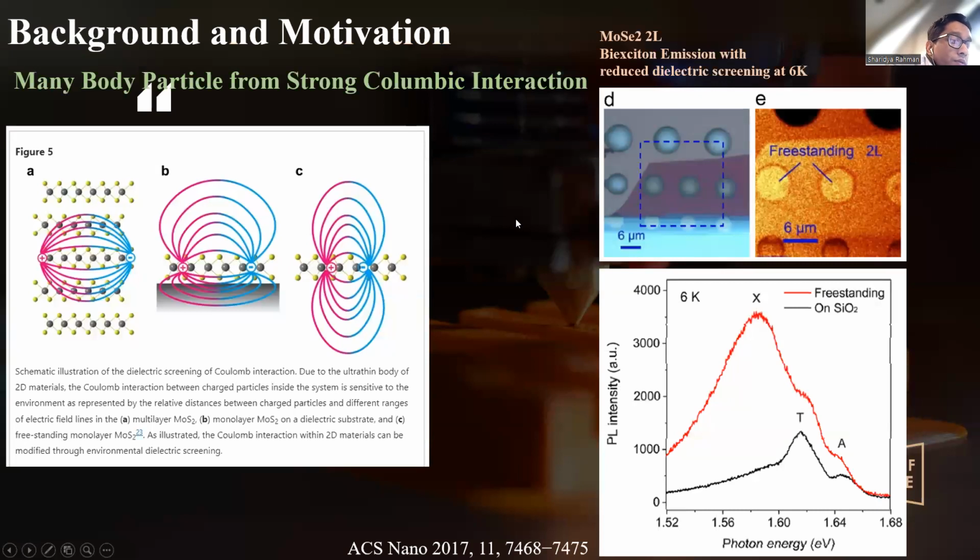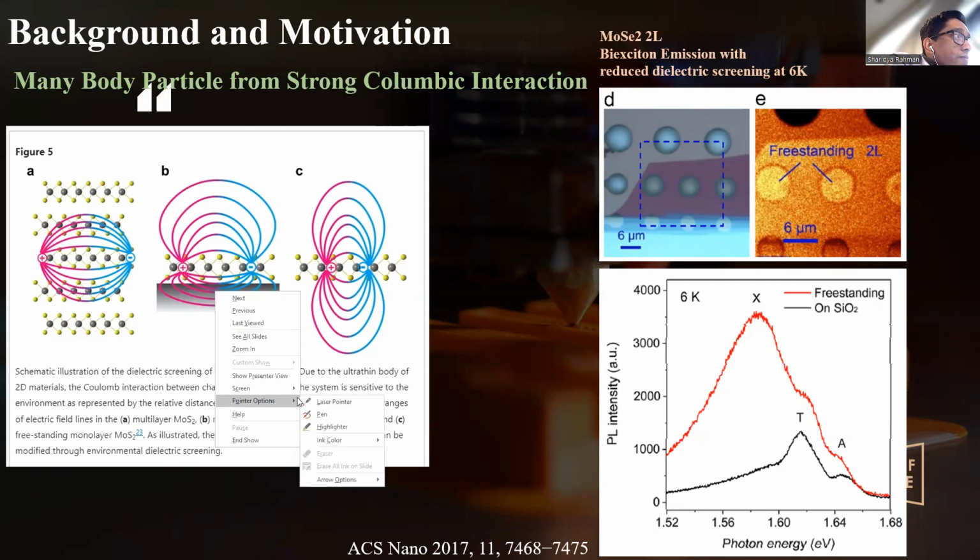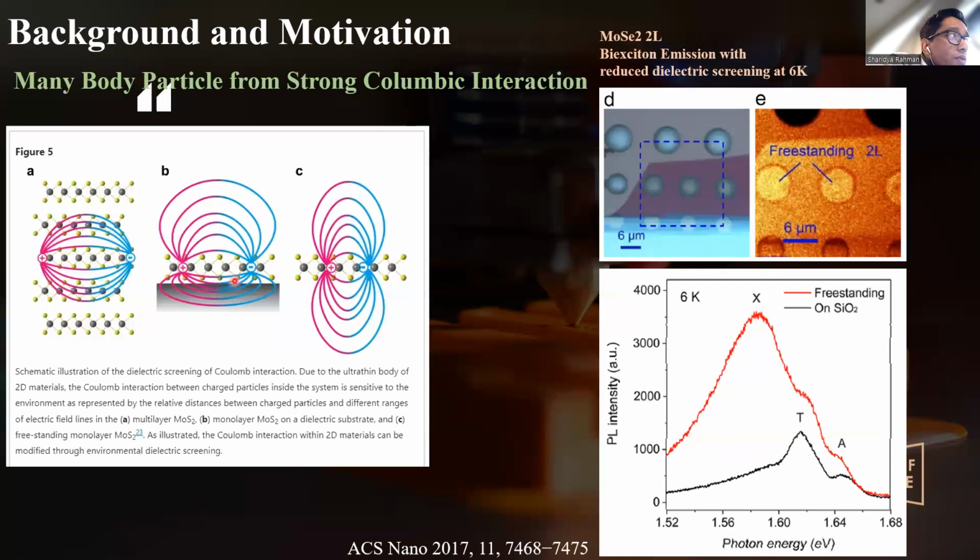When we talk about many-body particles or many-body interactions, they often result from the reduction of dielectric screening. One of the major sources of dielectric screening is a substrate. As we know, in a 2D material, there's a Coulombic interaction between the positive and the negative charges. And when we have a substrate, it causes a variation in the Coulombic force pattern, and as a result, this influences the Coulombic interaction. Whenever there is a substrate, the Coulombic interaction tends to decrease.